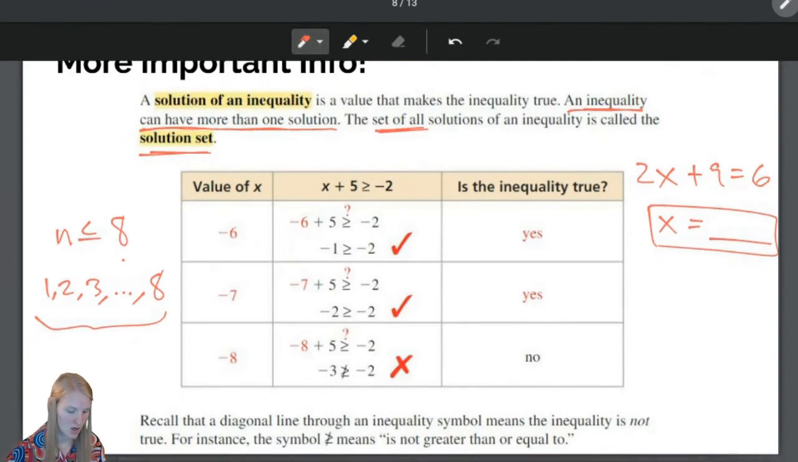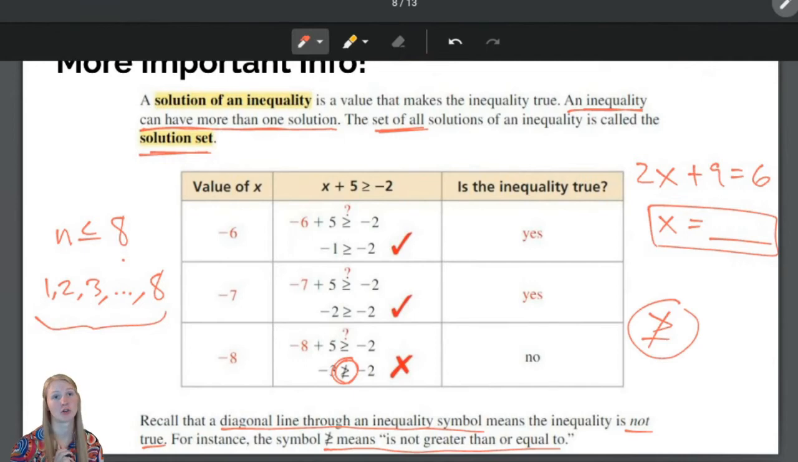When you see this symbol, we have not talked about this symbol yet. A diagonal line through an inequality symbol means the inequality is not true. So this symbol right here means is not greater than or equal to. Just like we had is not equal to. When you draw a line through something like that, it means not.